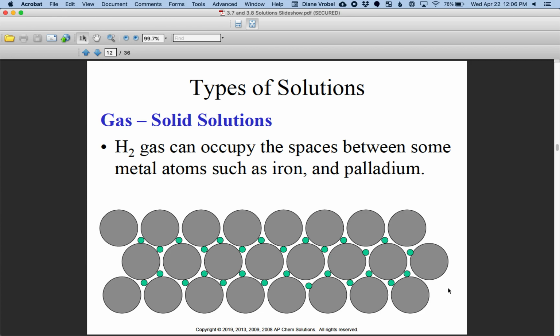Now, we could have a situation where we actually have a gas solid solution. The interesting thing is, I didn't realize this, but a way to refine hydrogen gas or make it pure is actually to pass it through palladium. So, palladium actually helps filter hydrogen gas so that it can only pass through palladium metal, and this is a way to purify hydrogen gas.